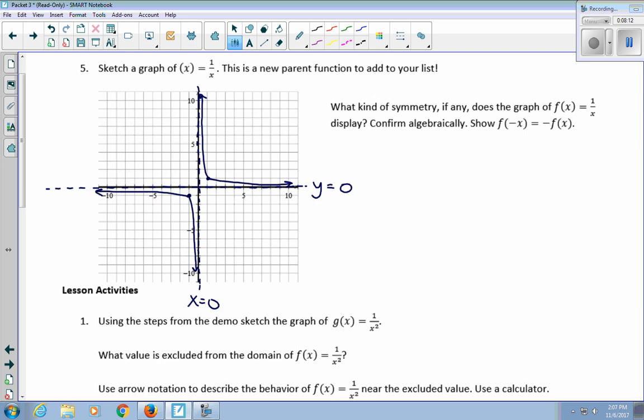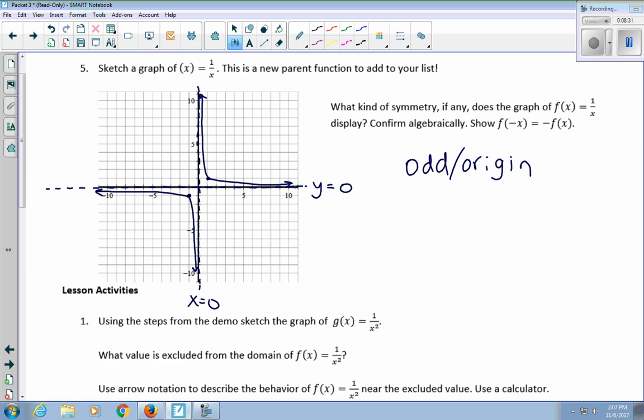This is a new parent function to add to your list. And what kind of symmetry does it have? Odd, or origin symmetry. It's an odd function. It has origin symmetry, which means that if you were to fold it over the x-axis and then the y-axis, then the two pieces line up.